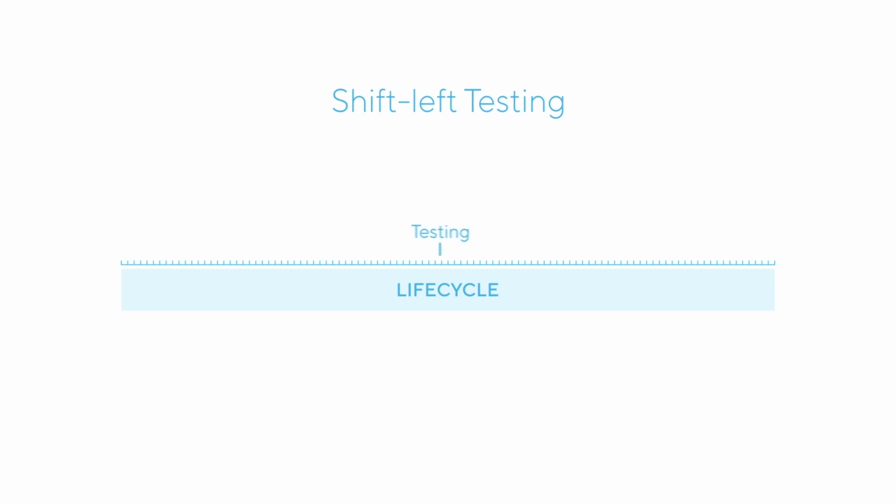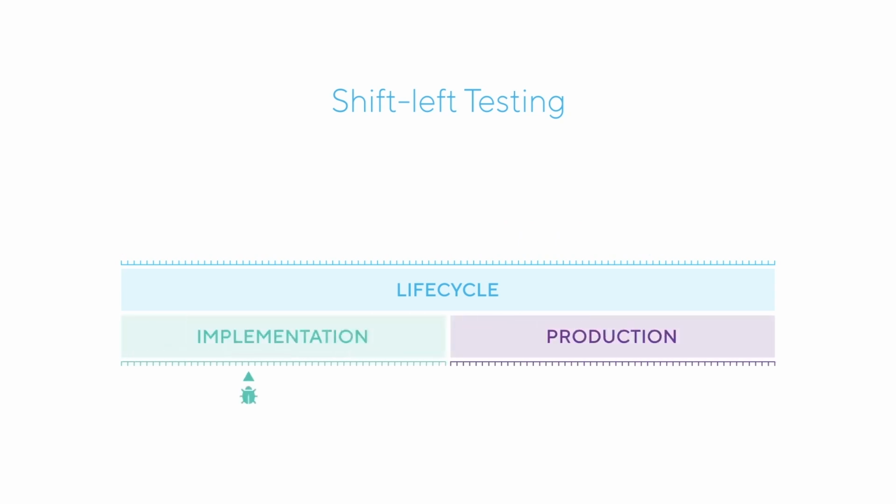Shifting left means to start testing as early as possible, and to continue testing, ideally throughout the entire life cycle. This allows you to fix bugs early, and fixing bugs during implementation is considerably less expensive than fixing bugs within production. We will show you how you can implement shift-left testing for your software product.